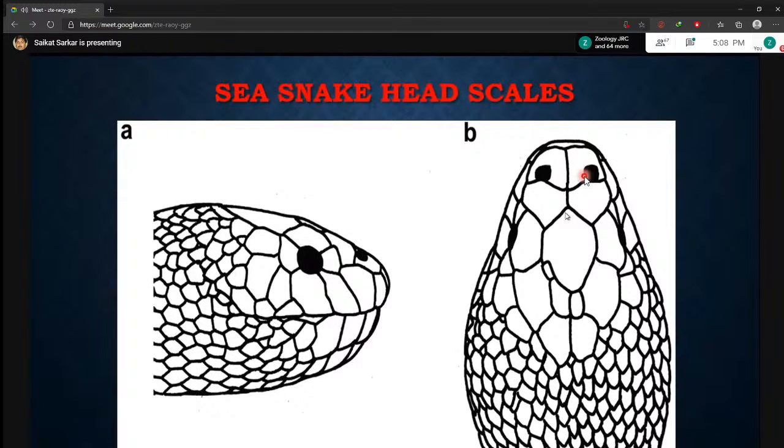Okay. And of course, in the other scales you will find some level of irregularity in the distribution, and most of the other body scales will be of almost similar size and shape. Okay, regular size and shape. All the scales, be it dorsal or ventral, will be of similar size and shape. So this is a typical characteristic feature of a sea snake.